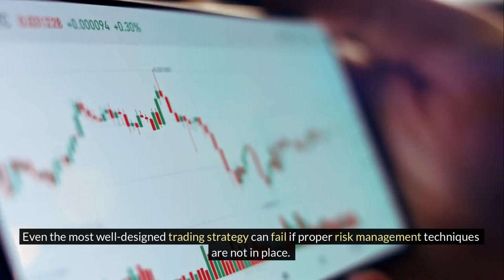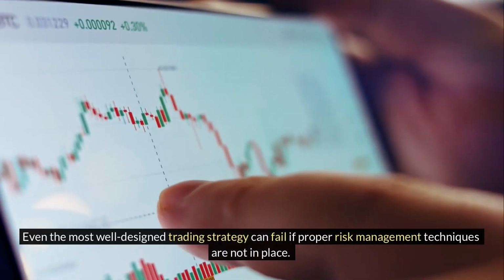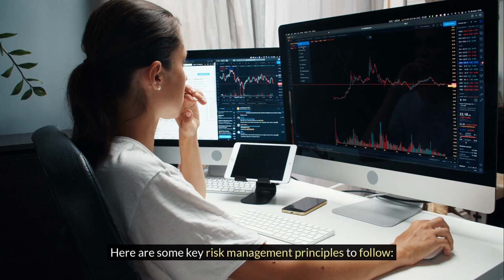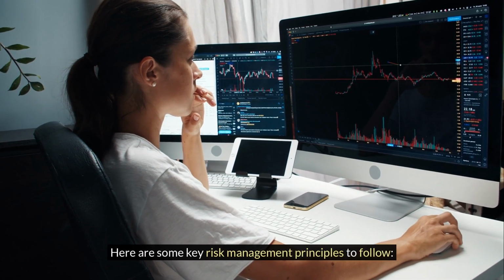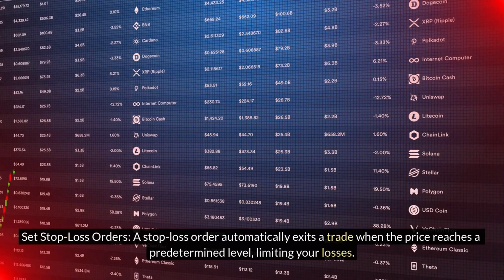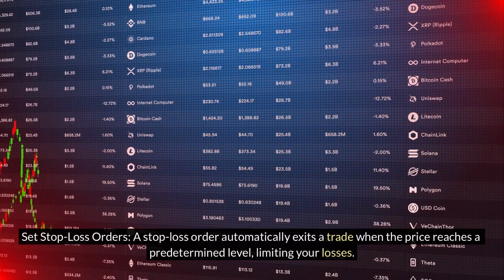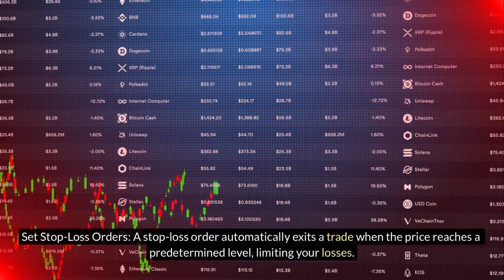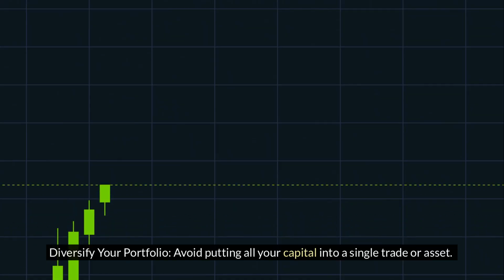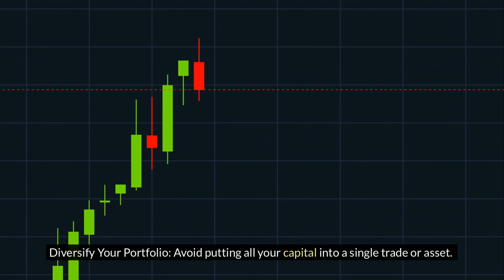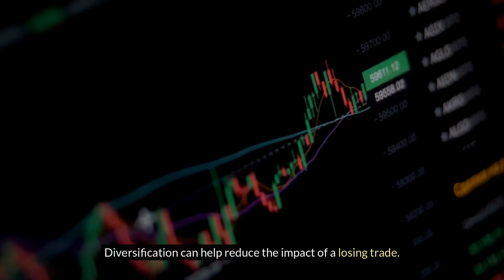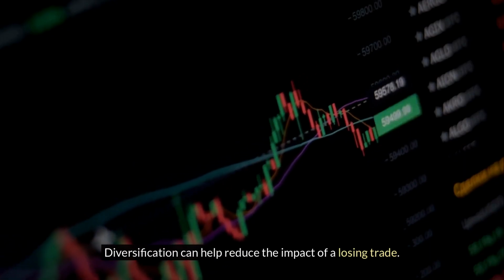7. Implement risk management techniques. Even the most well-designed trading strategy can fail if proper risk management techniques are not in place. Here are some key risk management principles to follow. Set stop-loss orders. A stop-loss order automatically exits a trade when the price reaches a predetermined level, limiting your losses. Diversify your portfolio. Avoid putting all your capital into a single trade or asset. Diversification can help reduce the impact of a losing trade.